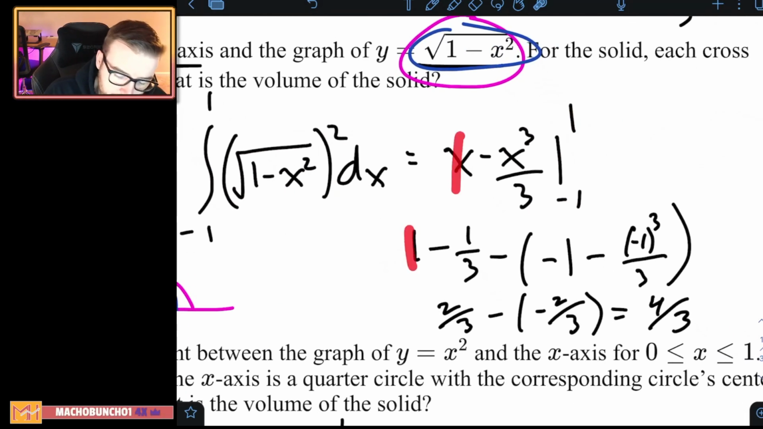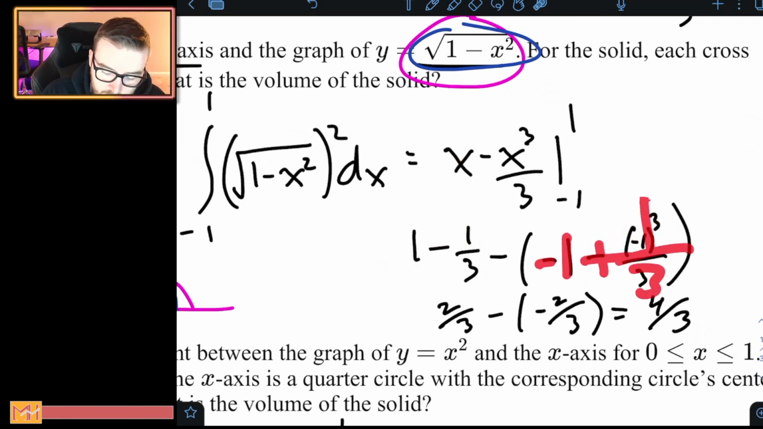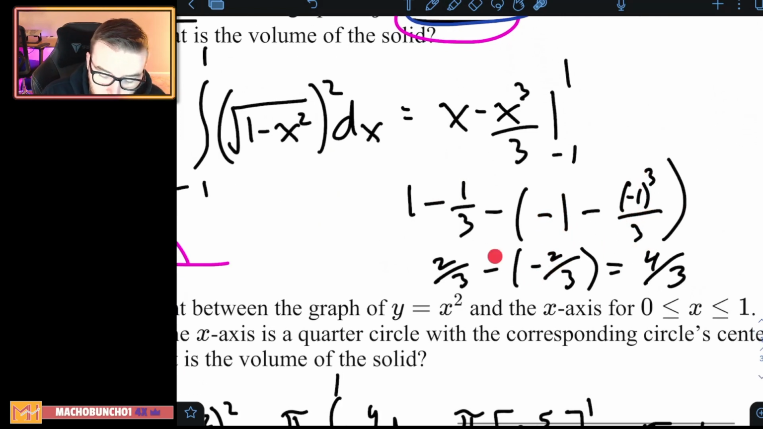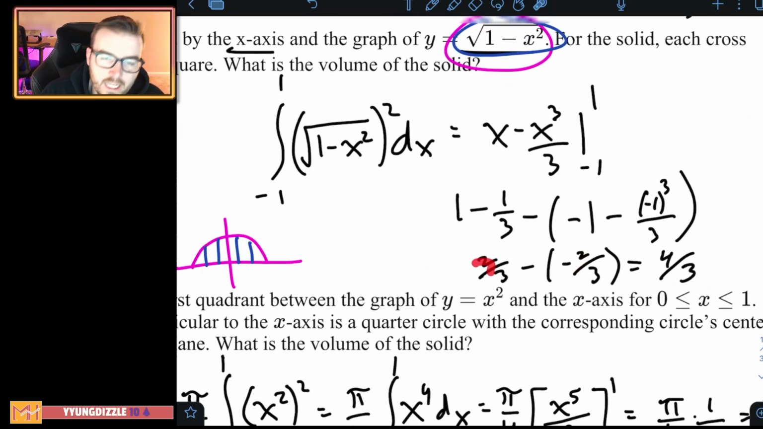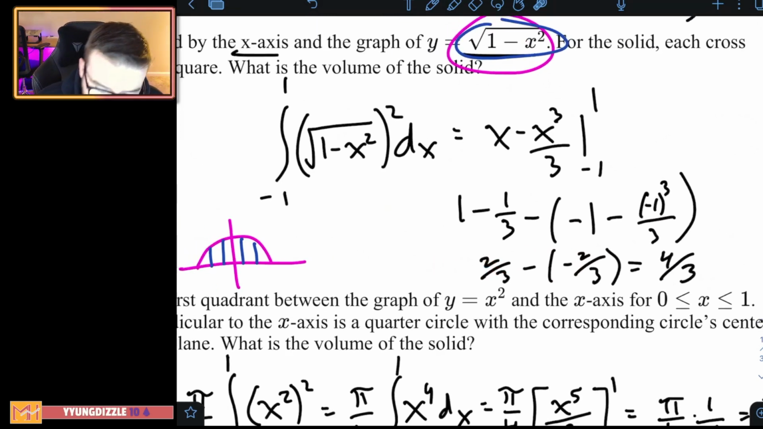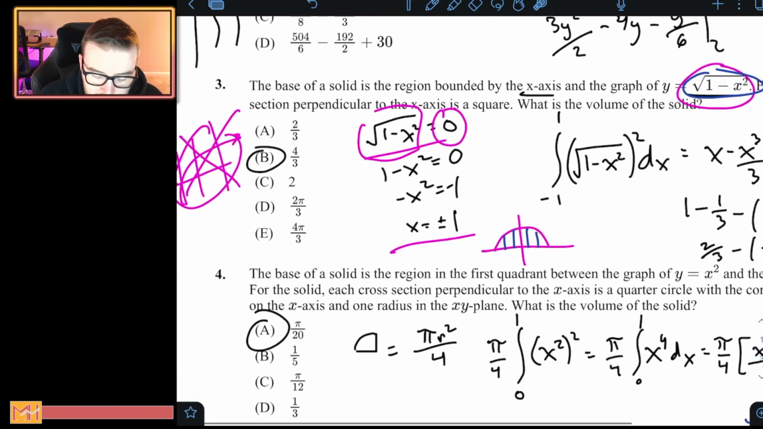You plug in 1, that's just a 1. That becomes 1/3. Minus, you plug in a -1. When you do that cubed, it's a -1/3, but the double negative becomes a positive 1/3. So -1 plus 1/3 is negative 2/3. And then, oh, another double negative becoming a positive. So the 2/3 and the 2/3 make 4/3. The answer choice.